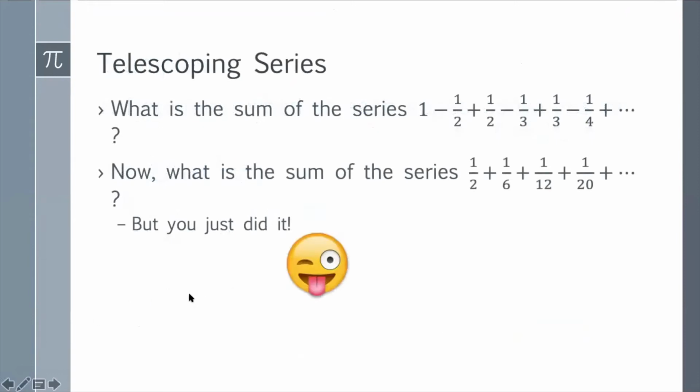All right. Don't look at the bottom of the slide. Just look at the first line. What is the sum of the series 1 minus 1/2 plus 1/2 minus 1/3 plus 1/3 minus 1/4, on and on forever? Okay, back to the tablet.